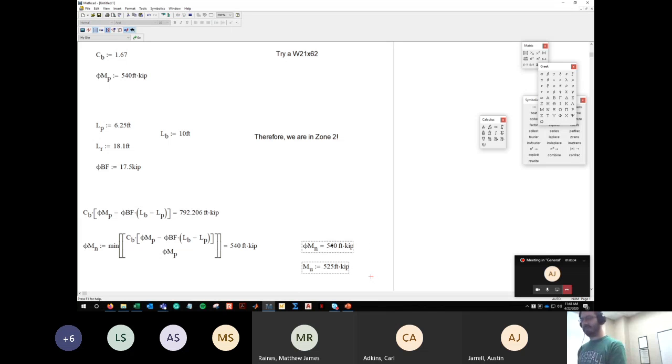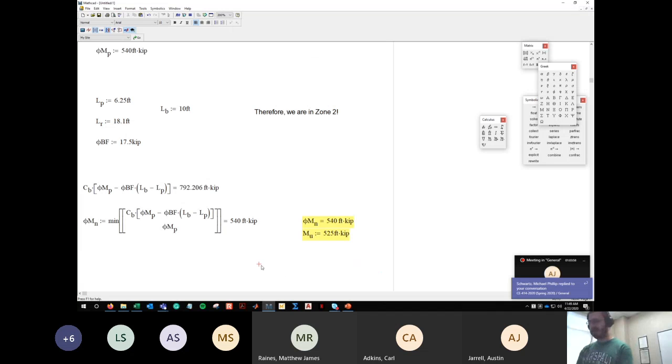So that's sort of the big observation that we make at the end. Is this beam worth picking? Is it a good section? When it's all said and done, is it good or no good? It's good. So what's our answer? Our answer is use a W21 by 62.